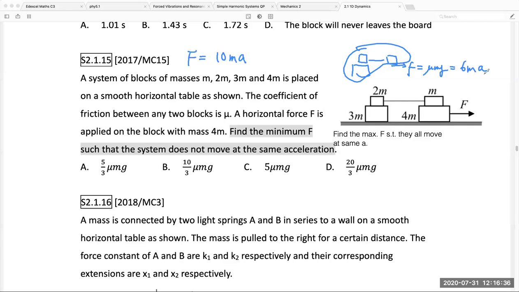Eh? I think I got something wrong here. Oh, yeah. Okay, no question. So you get the a should be mu g over 6. So that means F equals 10 times m times mu g over 6.